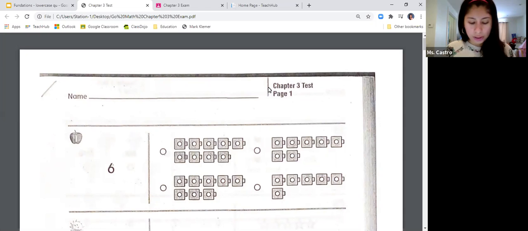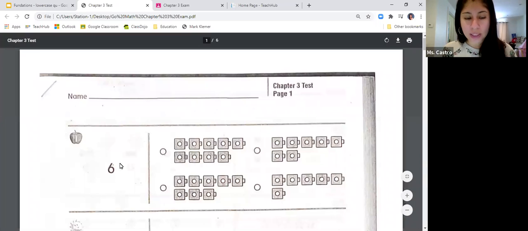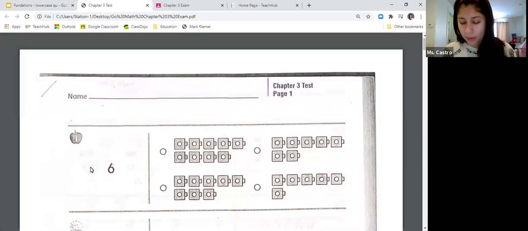And the first question is asking you to mark next to the set that models the number at the beginning of the row. So you look at the number that's here. I'm not going to say what it is. And then your job is to identify that number and look for the set of cubes that shows that number. And when you find that group, you're going to bubble it in.